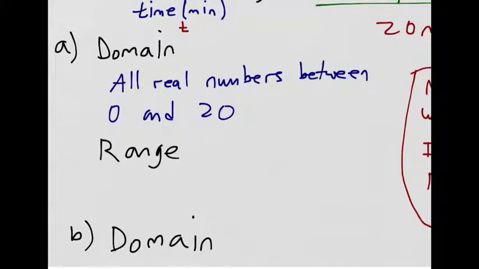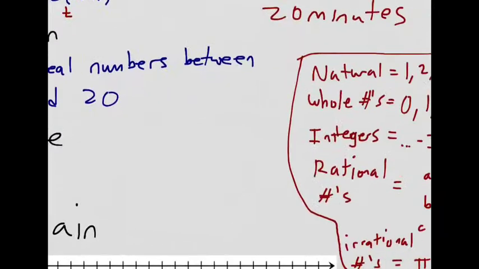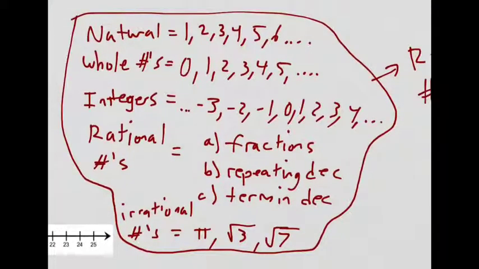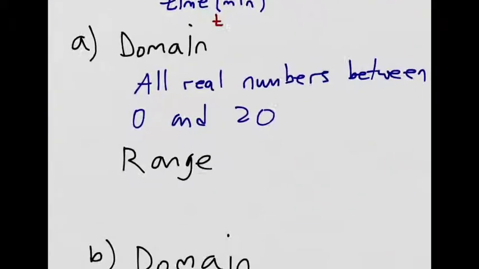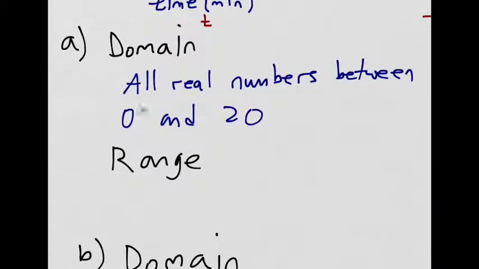So when I talk about all the real numbers between 0 and 20, I mean all numbers that could be positive, 0, negative, fractions, repeating decimals, terminating decimals, and also things that can't be written as fractions, or repeating decimals, or terminating decimals. Think of this as saying every conceivable number between 0 and 20. We're not just talking about 0 and 1 and 2 and 3 and 4 and 5 all the way up to 20. We're talking about every possible number you could ever think of between 0 and 20.